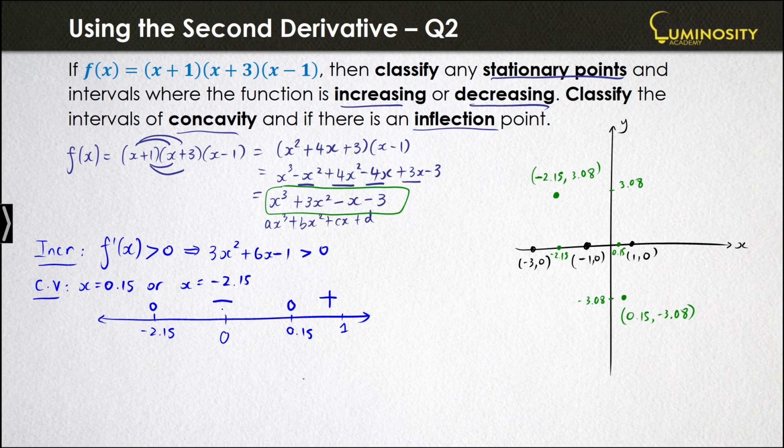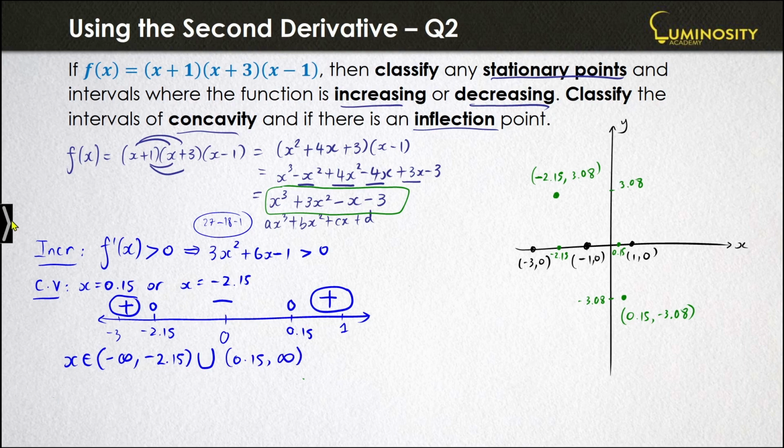And if I put something very negative, like negative 3 here, negative 3 squared is 9, times 3 is 27, all right? Then you're going to have negative 3 times 6, that's negative 18, minus 1. So if you do that calculation, you're still going to get a positive output. Okay, so increasing means that the positive intervals are what we are looking for. So x is an element from negative infinity all the way up to that negative 2.15, takes a break and then joins, so unions, with 0.15 all the way to positive infinity.